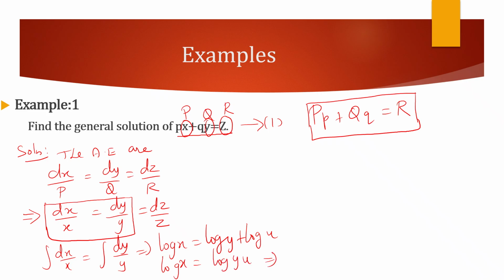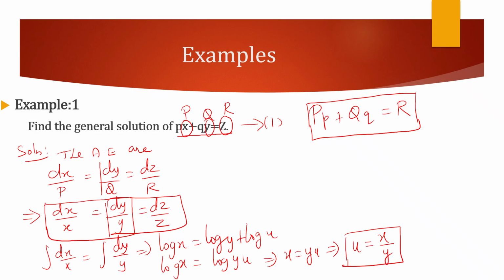So when you cancel this log term on either side, you get x is equal to y into u. From this we get one of our solutions, u, as x by y. Similarly, if you consider the second and third ratios, we can obtain another independent solution.